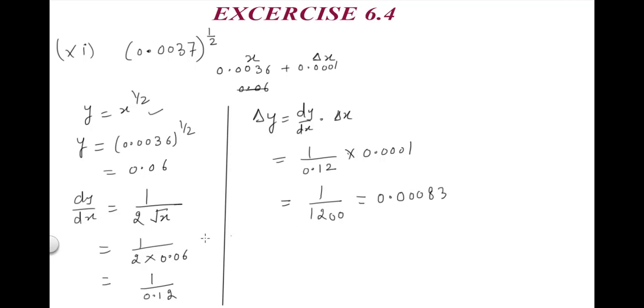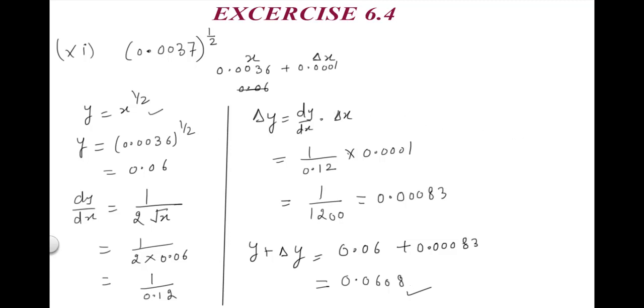Now we will find y plus delta y. Y is 0.06 plus 0.00083. Adding this, we will get 0.0608 approximately. So this will be the answer for the 11th part of question number 1. Now let us discuss another part. We'll discuss the 14th part of question number 1.